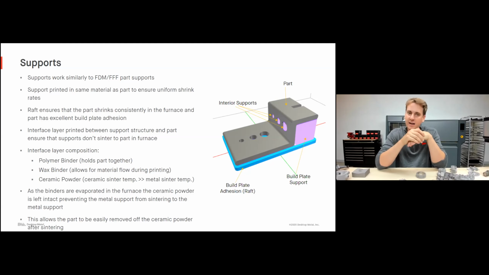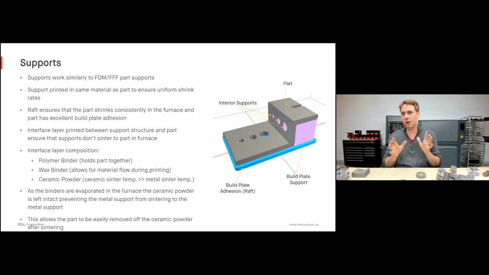That ceramic powder has a much higher sintering temperature than the metal sintering temperature does. As the binders are removed out of that interface layer, the polymer binder and the wax binder, all that's left is this ceramic powder. That means that after printing, I have my support, I have a layer of ceramic powder, and then I have my part. All I have to do is take my part, I can tap on it with a hammer, I can drop it on the floor, the powder falls out, and I can lift my part right off of its supports.